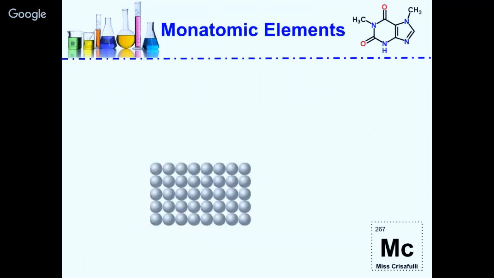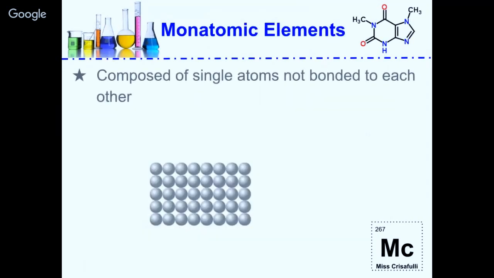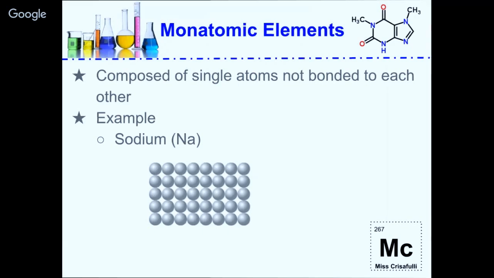Now let's talk about monatomic elements to start off with. They are composed of single atoms not bonded to each other. So for example, if we were to look at this picture here, this is an example of the sodium element. And all of the atoms, all of the little gray dots in that picture are all sodium atoms. They all look exactly the same, and they're going to be composed of 11 protons in each of those atoms.